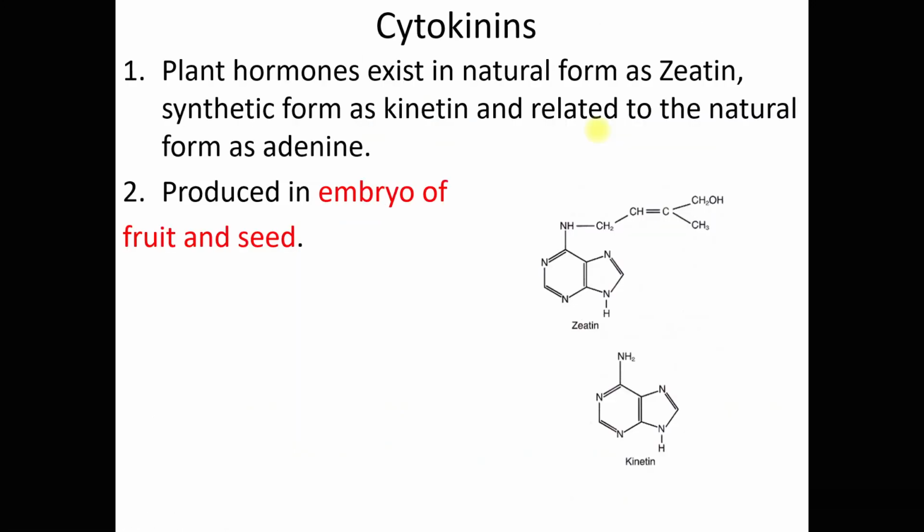All right. Next, cytokinins. These are plant hormones that exist in natural form as zeatin. Produced in the embryo of fruit and seeds. Right, so every time when you eat the fruits, you're eating cytokinins.